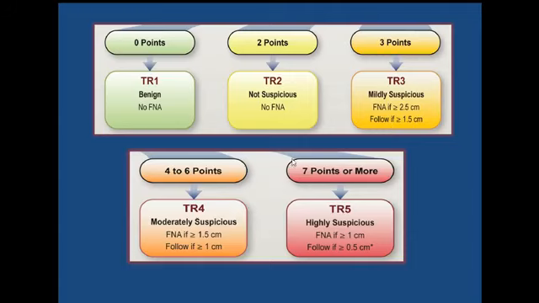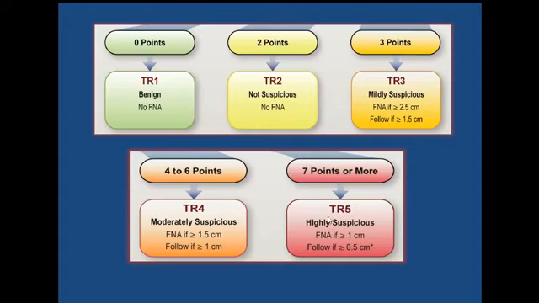And for TIRAD 4, which is considered moderately suspicious, I will do FNA if the size of the nodule is equal to or greater than 1.5, and I will just follow if the size is equal to or greater than 1 centimeter and less than 1.5 centimeter.